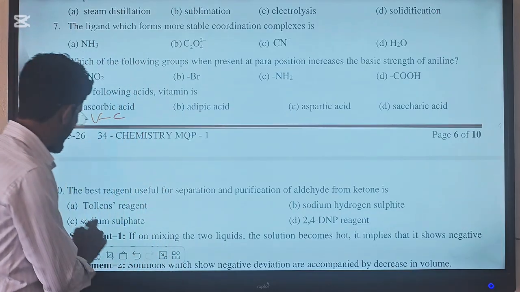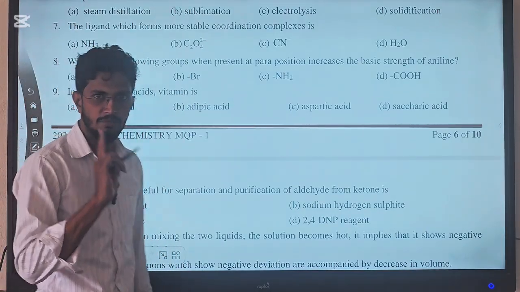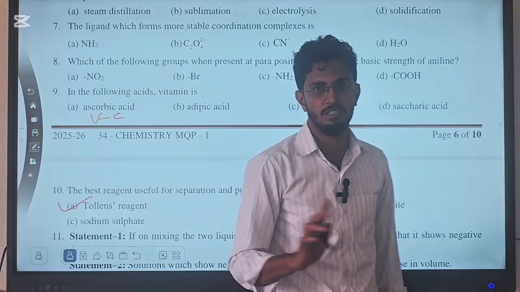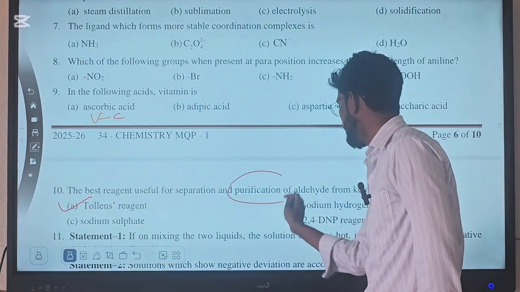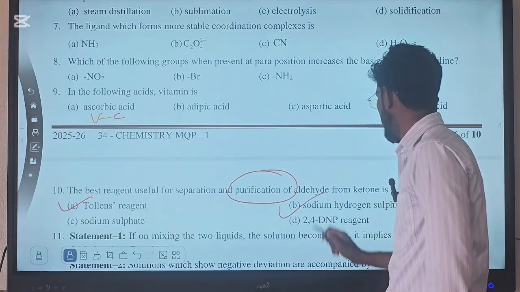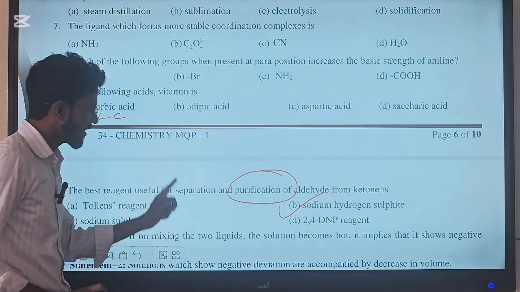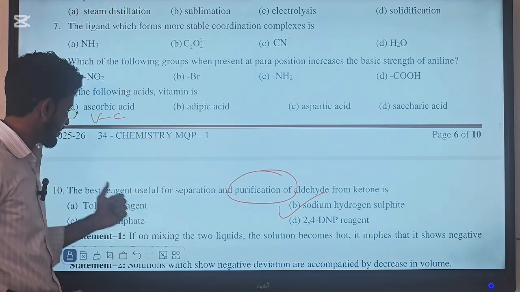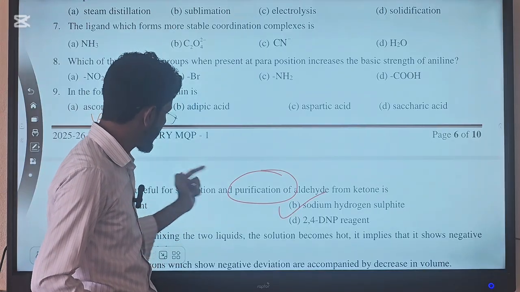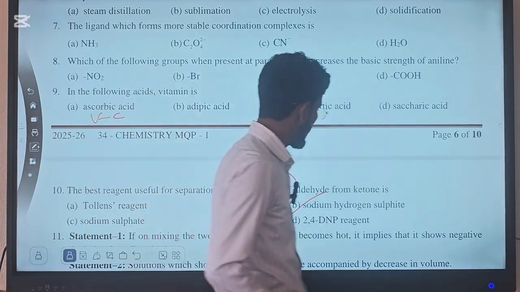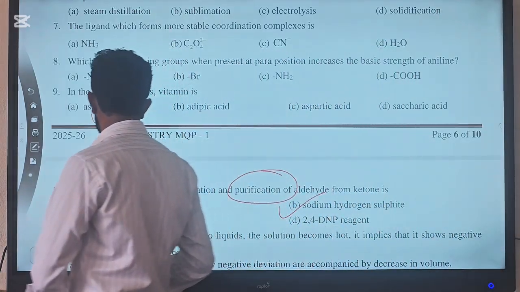Tollens reagent. Which compound will give Tollens reagent test? Aldehyde will give the Tollens reagent test, but ketone will not. But if it says purification, then the answer will be sodium hydrogen sulfite. If in the question it was given, how can we distinguish aldehyde and ketone? Then the answer will be Tollens reagent. But if the question says separation or purification, then sodium hydrogen sulfite is the right answer. Okay, the answer will be B.